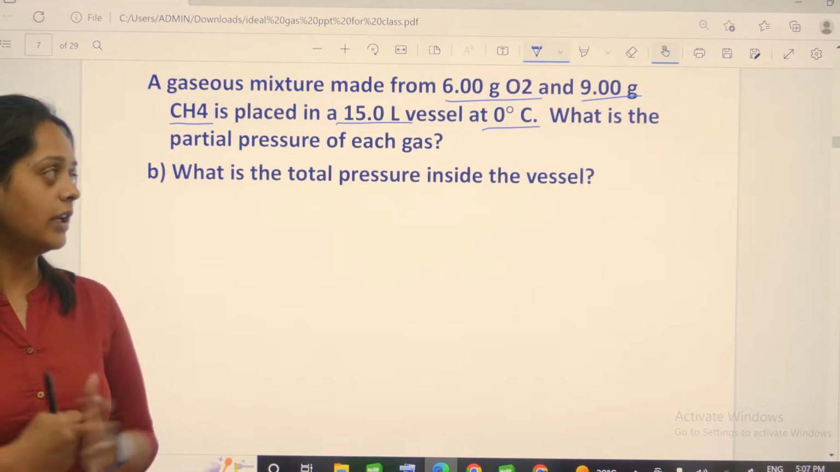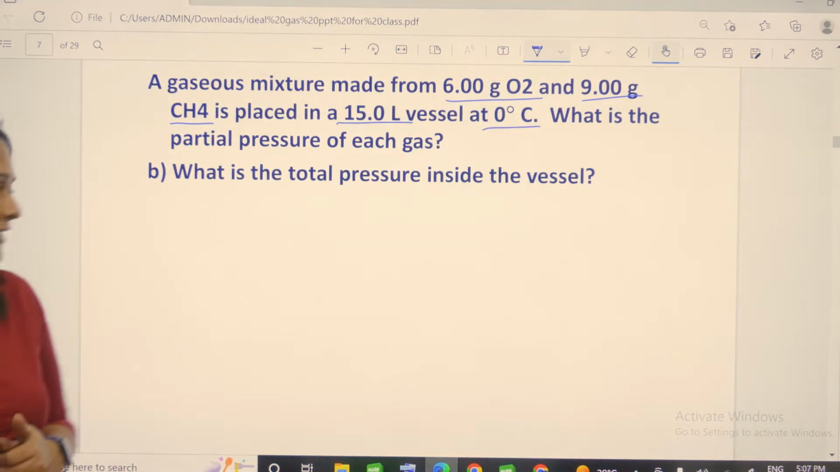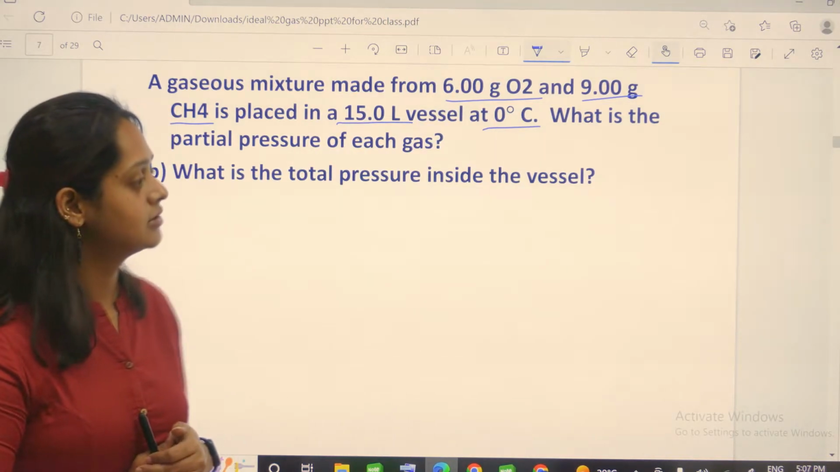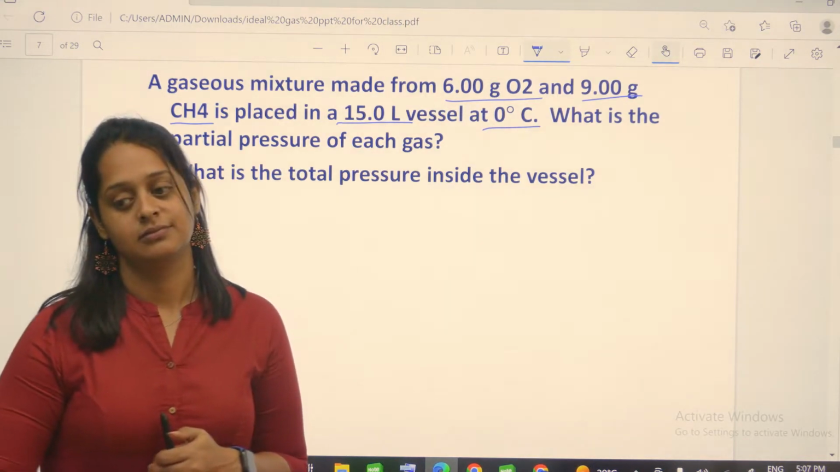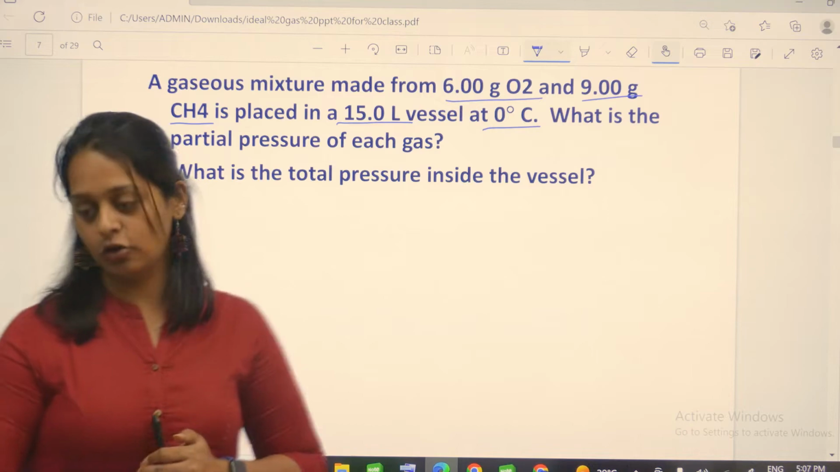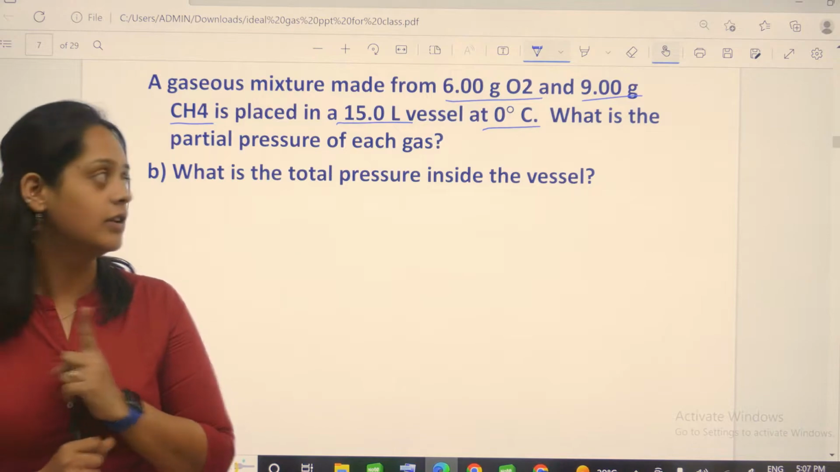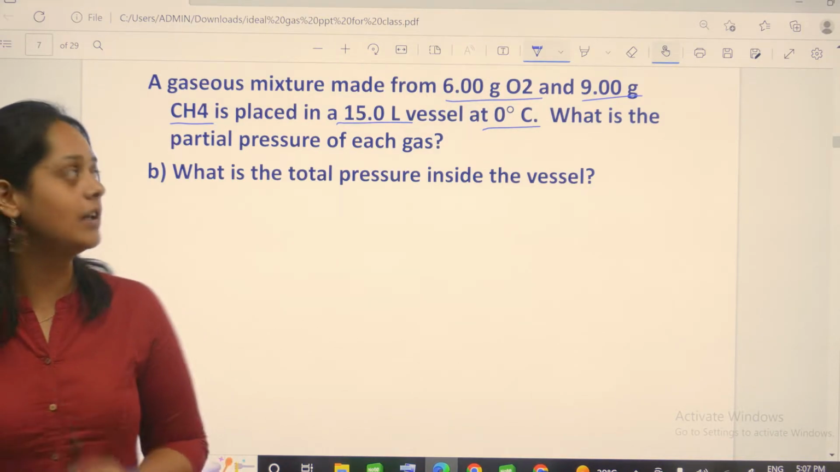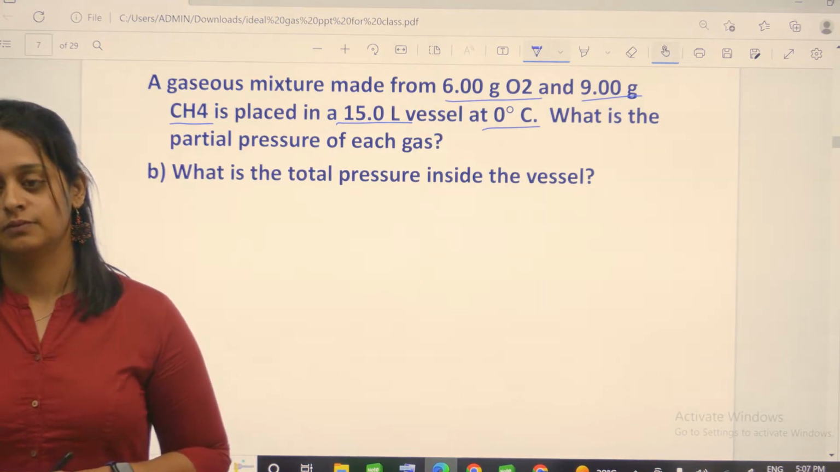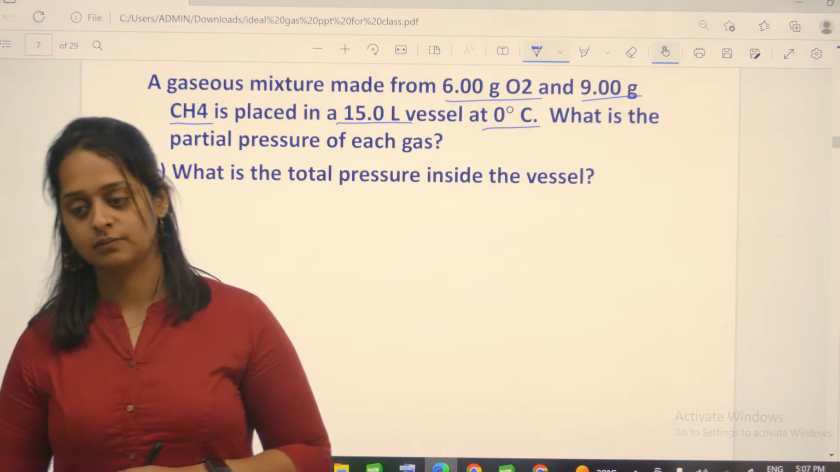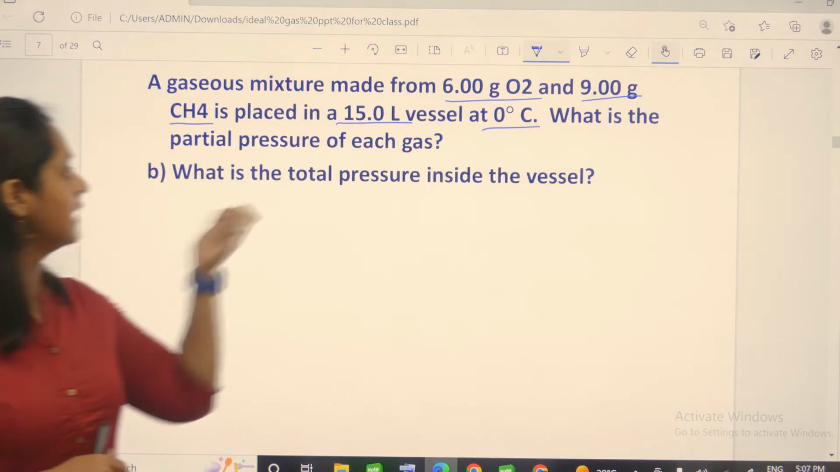So quickly do it, I don't want this laziness. Karan, did you understand how to do it? Here the PV is equal to nRT formula will be used. Yes ma'am. So the first task will be to find the number of moles, right? The first thing I have to do is to calculate the number of moles of oxygen and methane. What will be the number of moles of oxygen and methane?